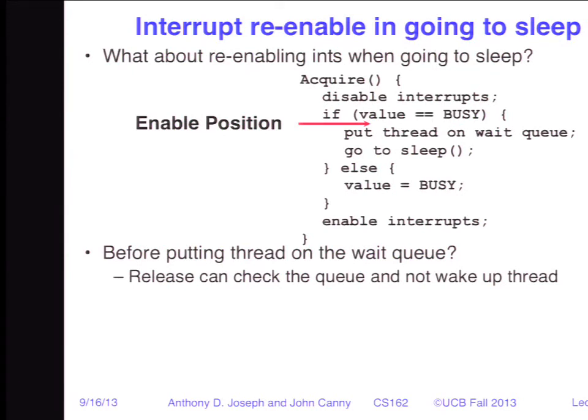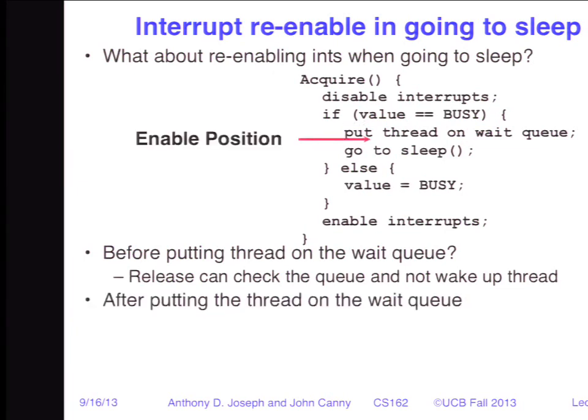Because release comes and runs and says, oh, nobody's waiting. I'll set it to free, and then releases. And then we get to run again, and we put ourselves on the wait queue, and we go to sleep. Now, if no one ever acquires the lock again, we'll sleep forever. If someone else acquires the lock, then they will see that we're on the wait queue. But you really don't want to write your programs assuming that. That would not necessarily work.